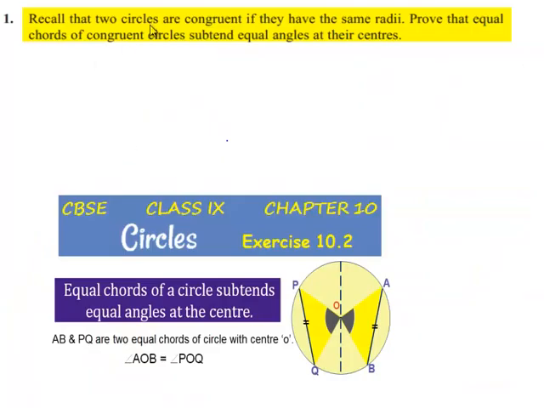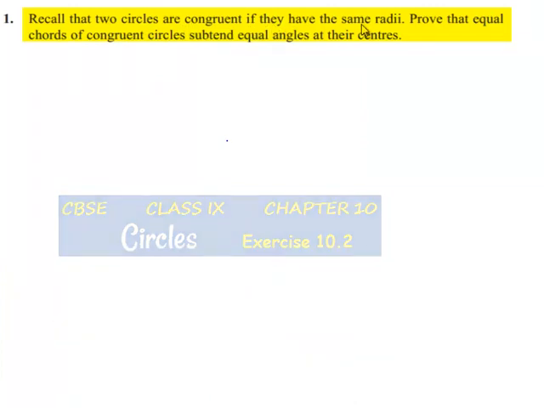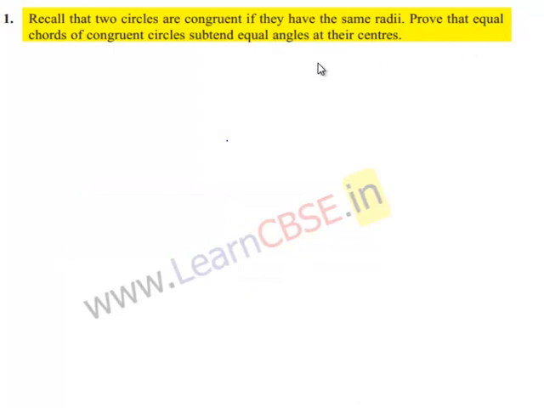Moving on to question number 1. Recall that two circles are congruent if they have the same radii. Prove that equal chords of congruent circles subtend equal angles at their centers. Now moving on to the solution.